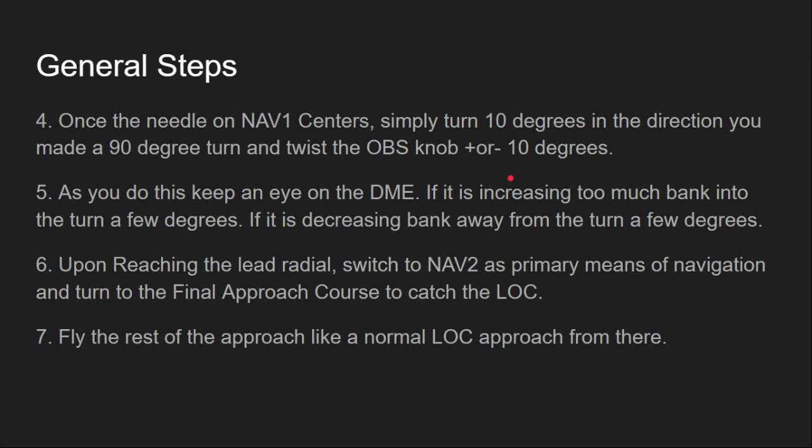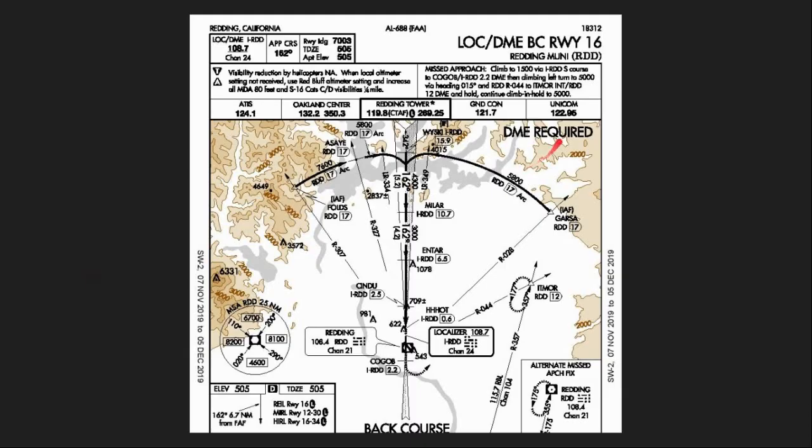And if the DME is decreasing, so it's going from 17 to 16.9, 16.8, then you simply need to decrease your bank angle. So, like I said, upon reaching the lead radial, you're going to switch your primary means of navigation from the VOR to the localizer frequency, which you have dialed in the nav 2, and then you would simply fly the approach as normal.